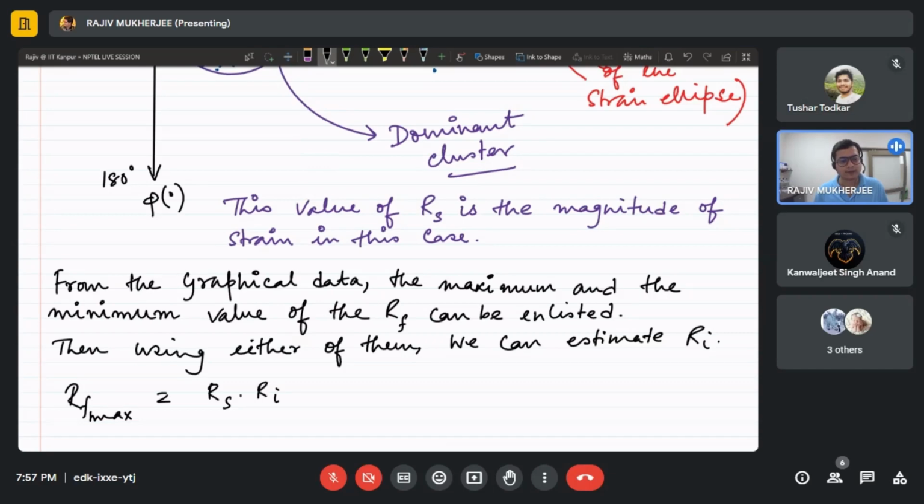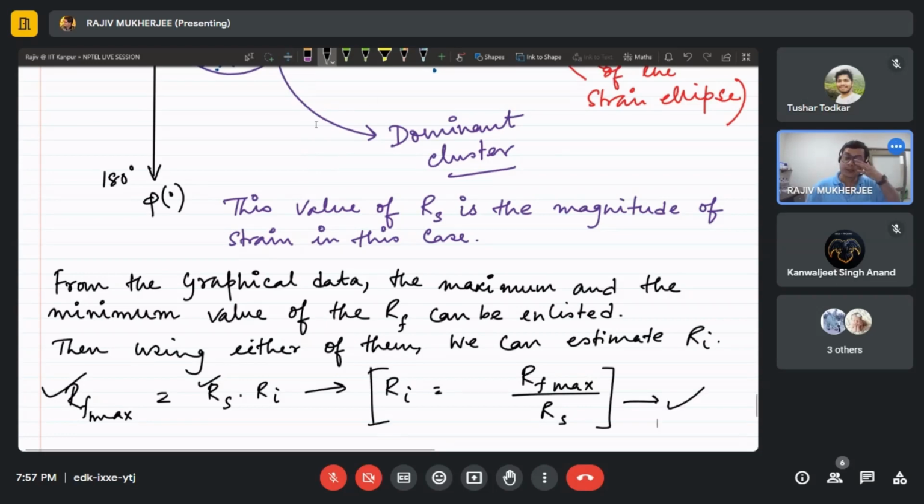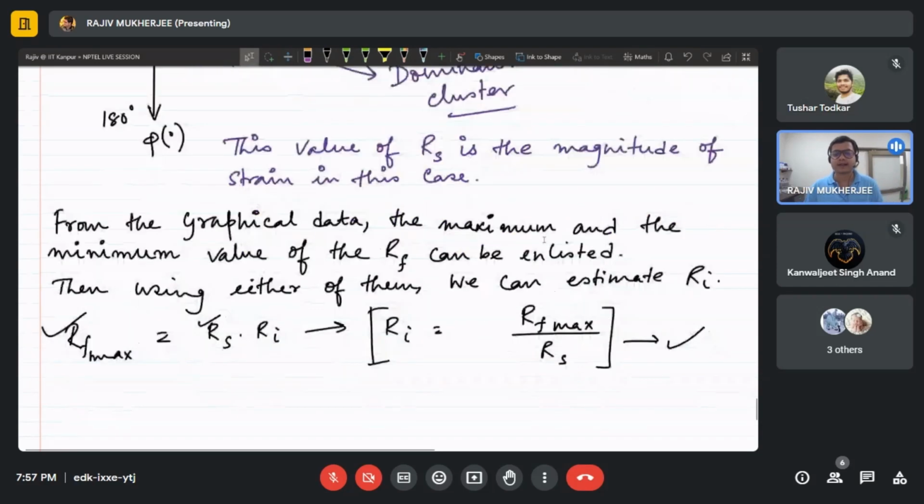right? So through this you can have an estimation of the initial ellipticity of the strain markers, the amount of strain accommodated through those markers, as well as the angular orientation of the individual markers or the set of markers, or the angular orientation of the strain ellipse in that case, right?